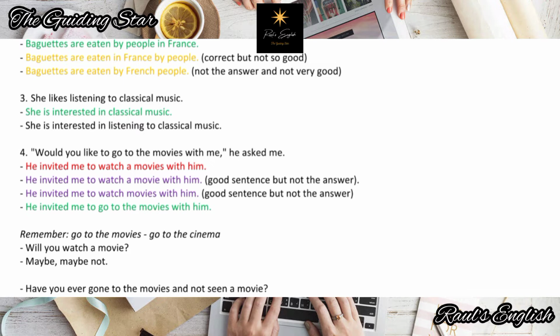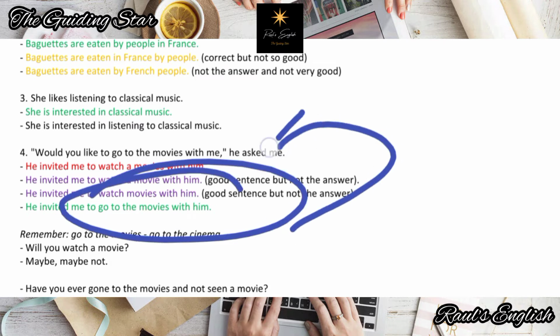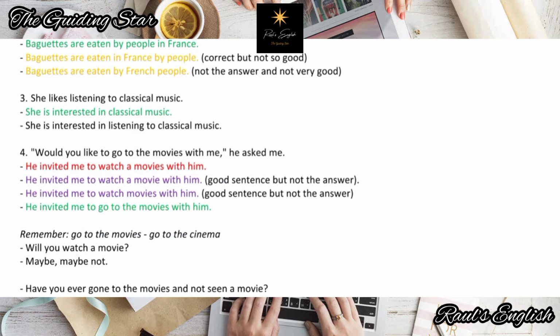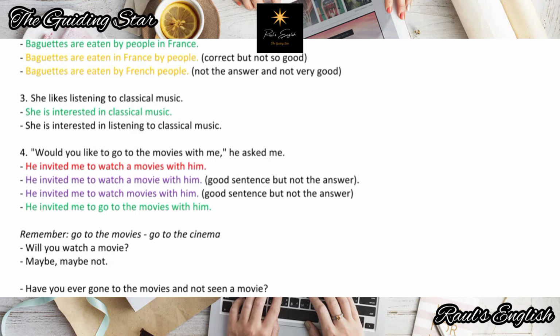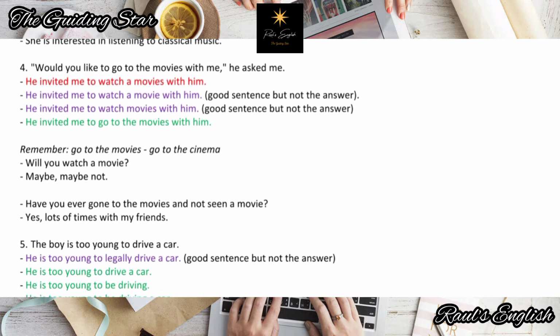Alright, number four, would you like to go to the movies with me? He asked me. He invited me to watch movies with him. That does not make sense. Don't make such sentences. He invited me to watch a movie with him. Good. He invited me to watch movies with him. Also good. But they do not answer the question. He did not say come and watch a movie with me. Did he say that? Would you like to watch a movie with me? No, he said would you like to go to the movies with me? Hence he invited me to go to the movies with him. That's the perfect answer, and it's correct as well. So remember, go to the movies means go to the cinema hall, to the mall, perhaps wherever the cinema hall might be.